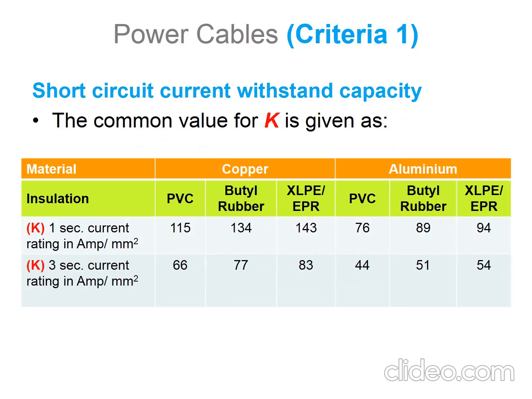Here are the common values for K. K is the temperature rise constant, and it is given in the table. The orange color is the conductor. There are 2 types of conductor, copper and aluminium. The green one is the insulation. There are 3 types of insulation: PVC, butyl rubber, and XLPE. And these are all the values of K, the temperature rise constant.